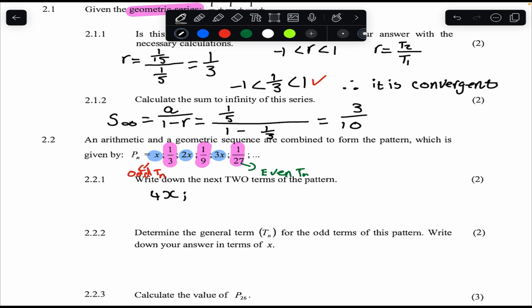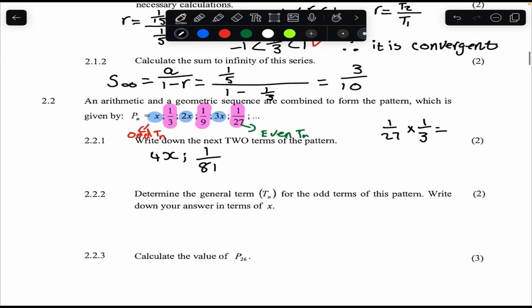And to go from a third to a ninth, I basically say 1 over 3 times 1 over 3, which is equal to 1 over 9. So that means I'm multiplying with 1 over 3 every time. So if that is the case, then I can say 1 over 27 times a third will give me the next term. And then 27 times 3 gives me 81. So the next term is then 1 over 81. So that is important to note when we start tackling these questions.